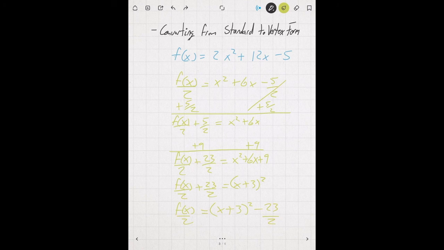First off, I added the 5 over 2 to both sides because that's the constant that we have to add over. So I moved that over. Then I took the middle number, which was 6, the b term, divided it by 2 and squared it. Well, 6 divided by 2 is 3, and 3 squared is 9. So that's what I added to both sides. Remember, what you do to one side, you have to do to the other. So I've added 9 to both sides, and 5 halves and 9 made 23 over 2. I'm just leaving that as an improper fraction.